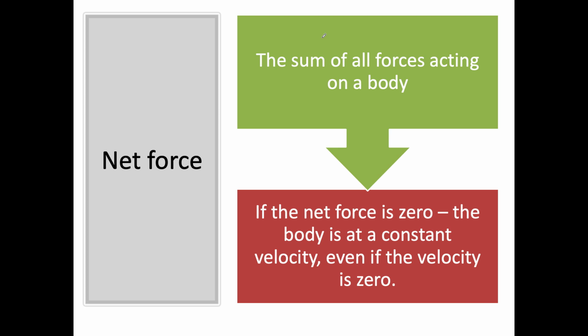Now, the next is net force, and you've been dealing with some of the problems. Net force sums all the forces acting on an object or a body. If the net force is 0, the object is at constant velocity, even if that velocity is 0. So if you've got an object moving in space with no other forces acting on it, and you apply a force on either side of that spaceship, the net force is still 0. It's not going to change its velocity or the direction of its velocity.